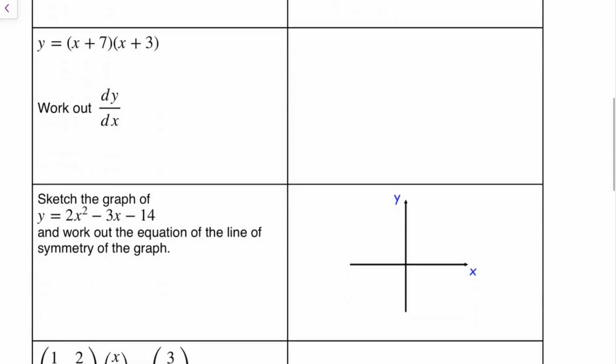Next question. y equals (x plus 7) times (x plus 3). You've got a double bracket, work out dy dx. Now, you may well have seen something called the product rule. Actually, in many ways, you don't need the product rule here. Much easier to expand the bracket.